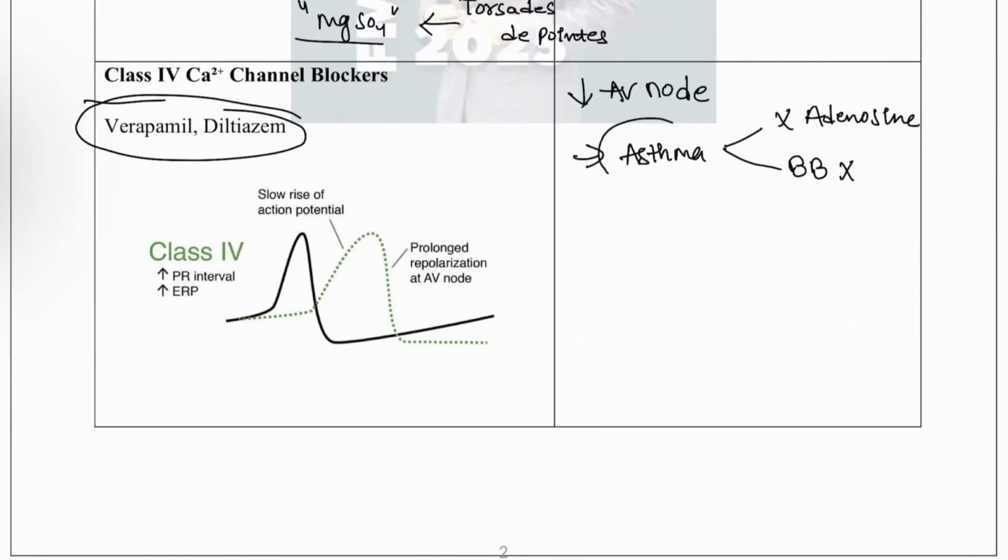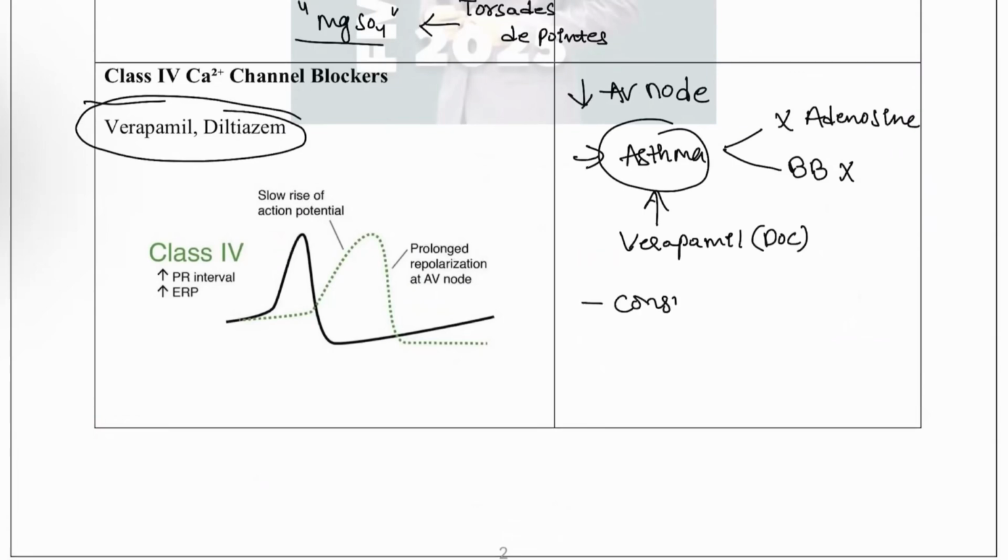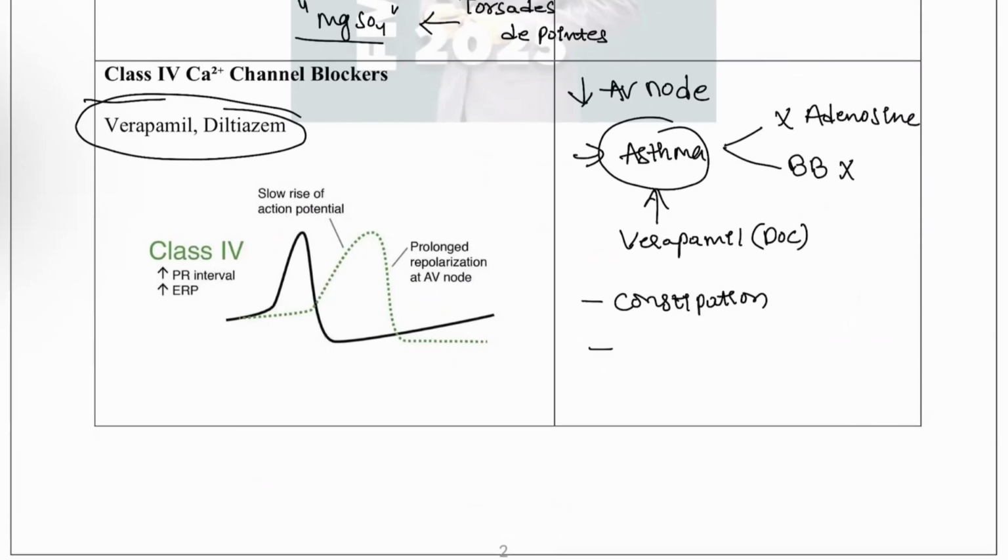So in those patients, we can give verapamil as the drug of choice. And what are the side effects? Very few side effects are seen with calcium channel blockers. Mostly constipation, or patients can have gingival hyperplasia or edema. That's it. So these are your class 4 drugs.